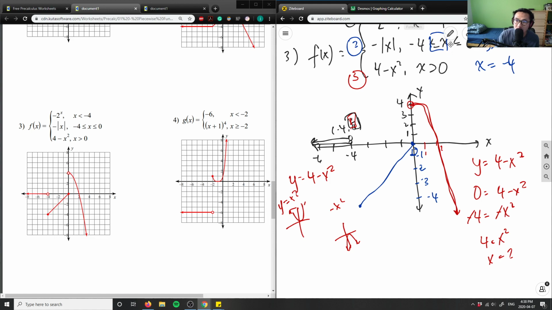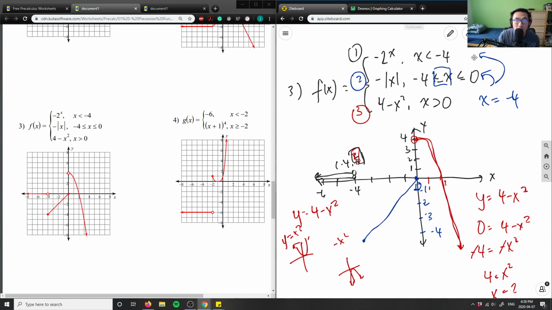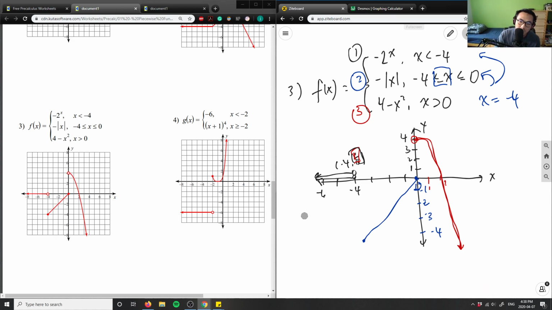So again, I have this first part here. Sorry, you can't see that. Let me erase this algebra. We don't need to know this anymore. We just used this to solve for our points, right? So here are our 3 parts.